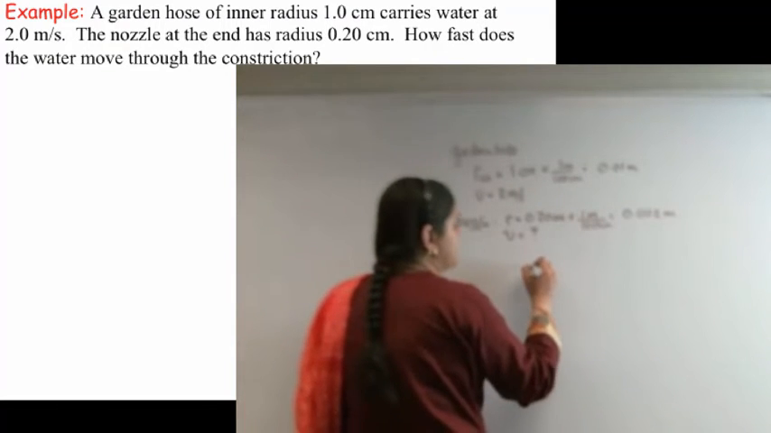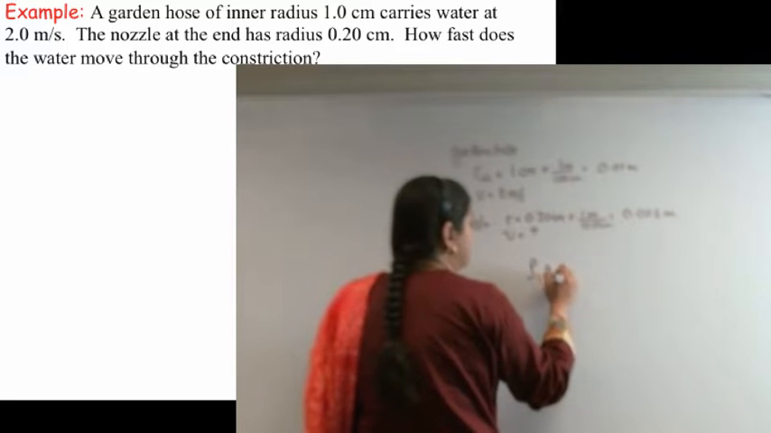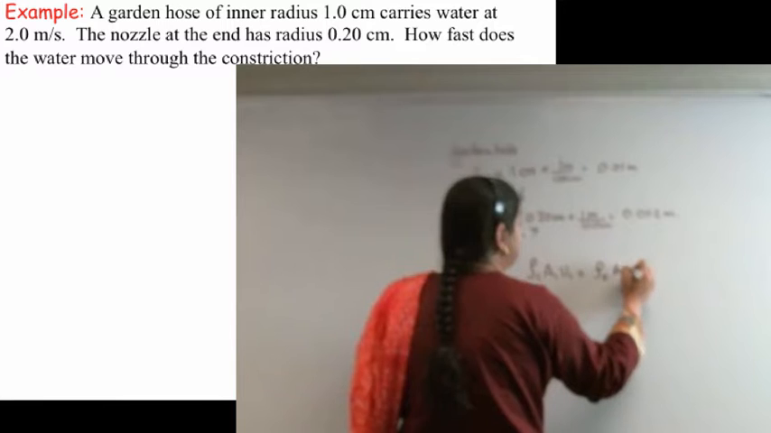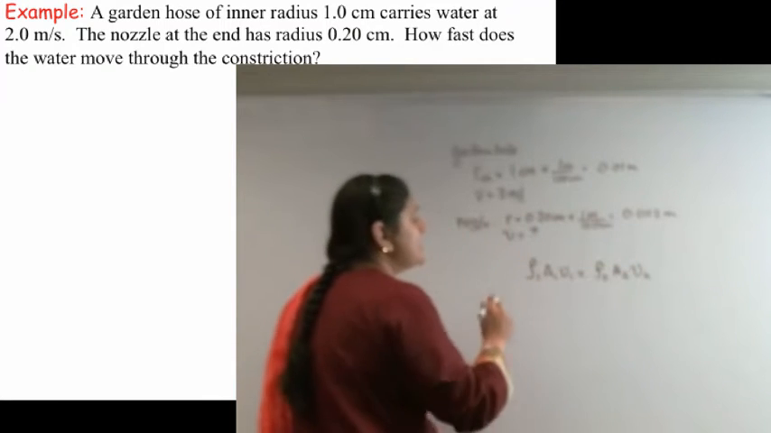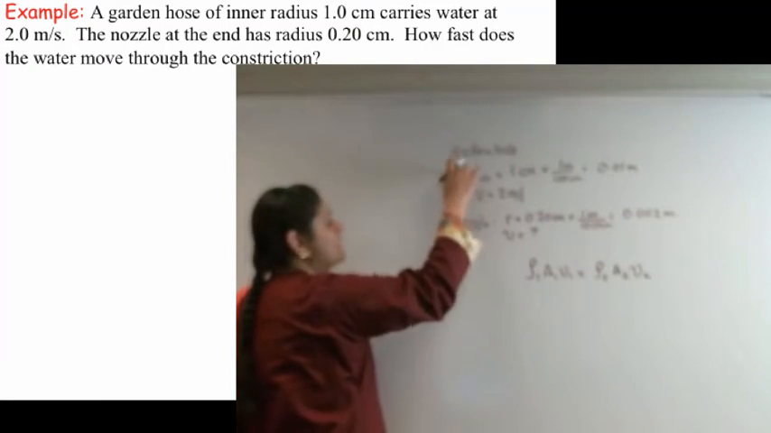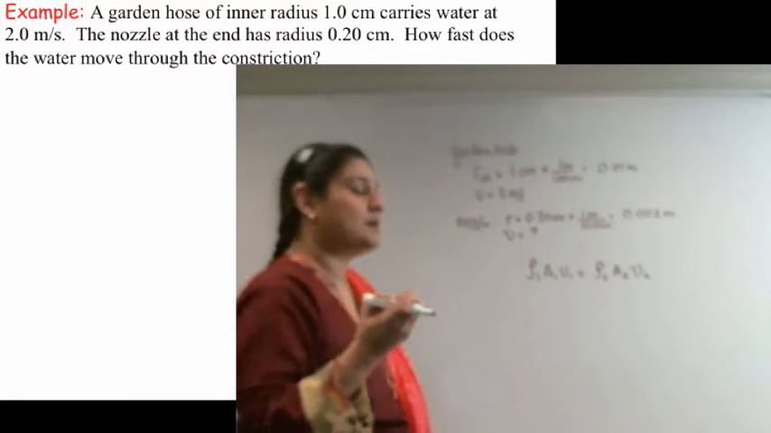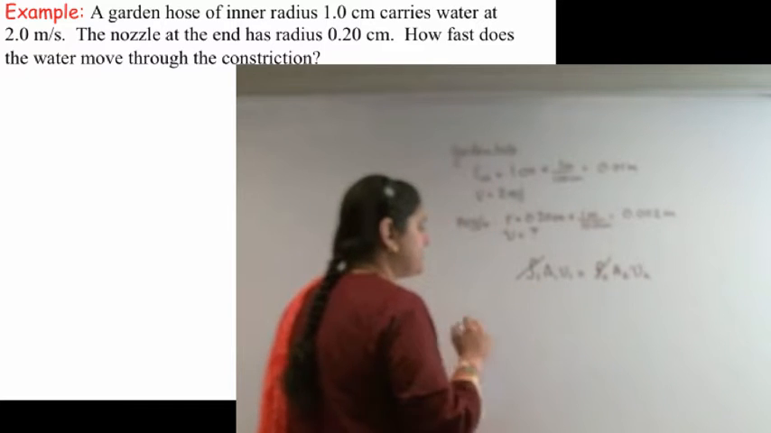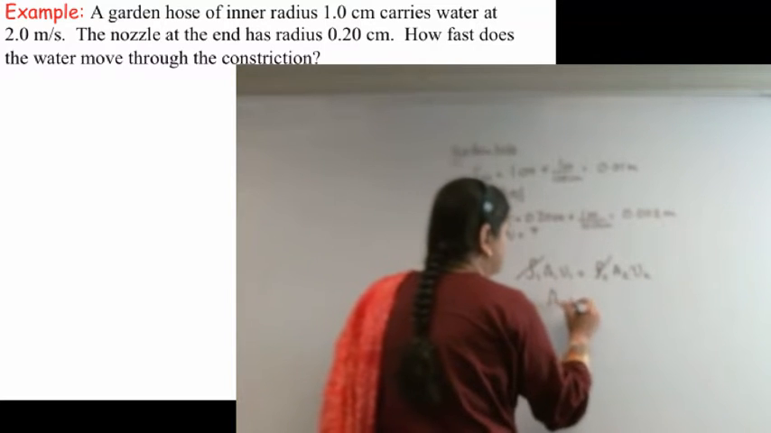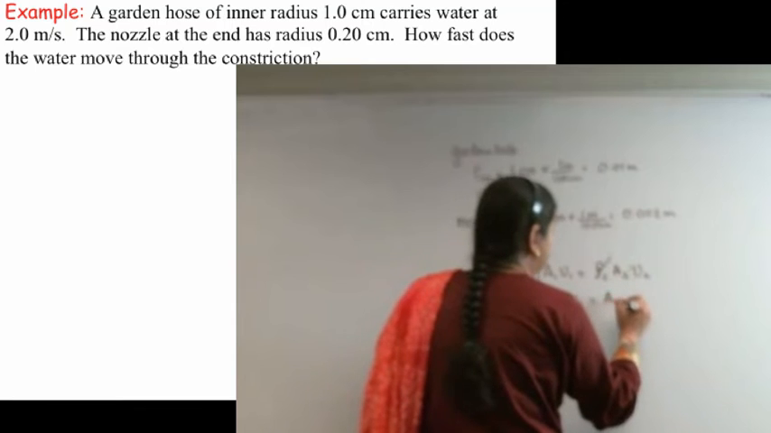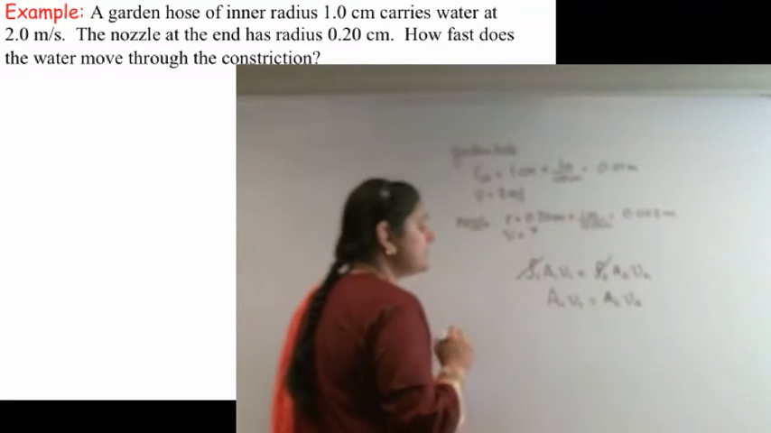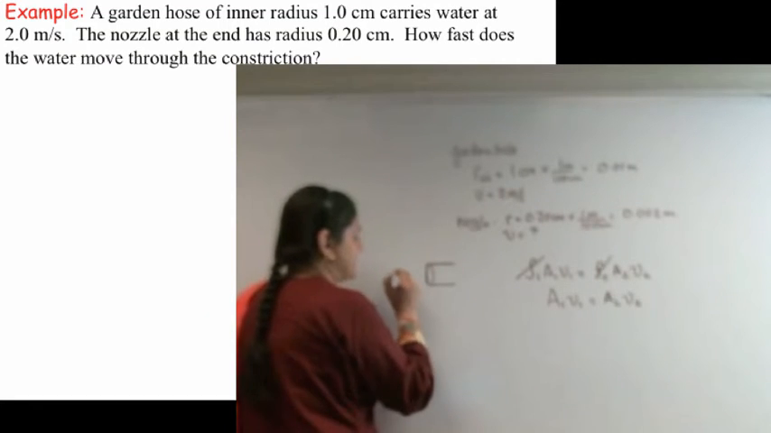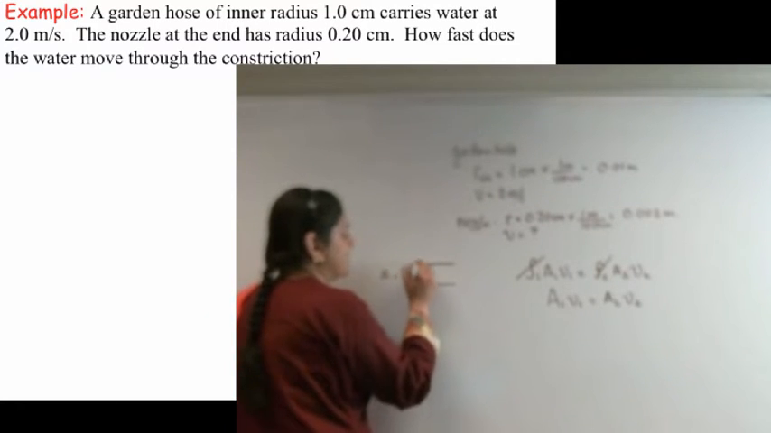Now how do I solve for V? What I know from the continuity equation is rho 1 A1 V1 equals rho 2 A2 V2. Between the garden hose and the nozzle, the density of the substance is not going to change, so the change in density is equal to 0. That means A1 V1 equals A2 V2. In general, the cross-sectional area of anything is given by A equals pi r squared.